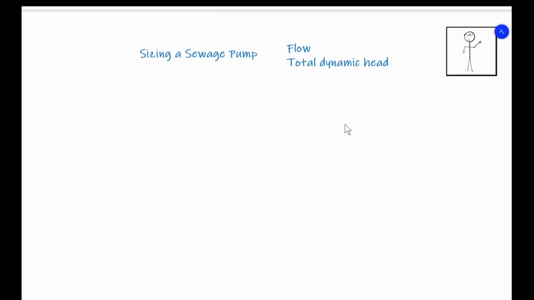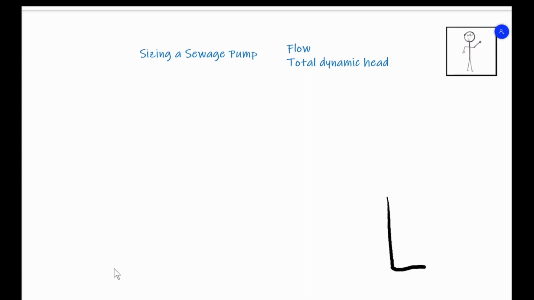Hello, today I am going to size a sewage pump. Sewage is very nasty stuff and we don't want to get it wrong. We want to keep it moving. So I am going to first draw it out because I don't want to forget anything, right?